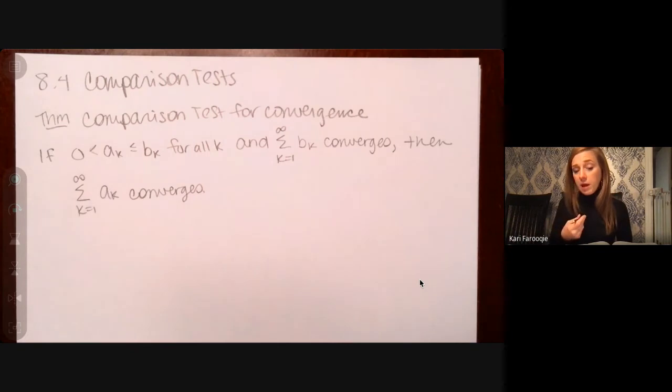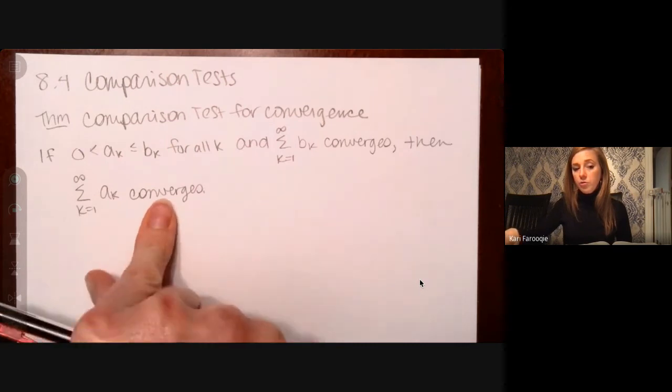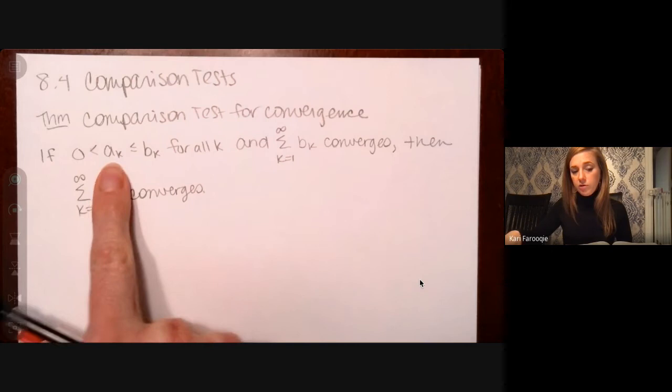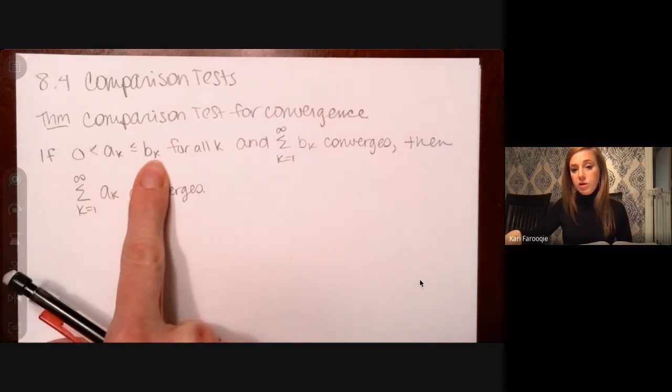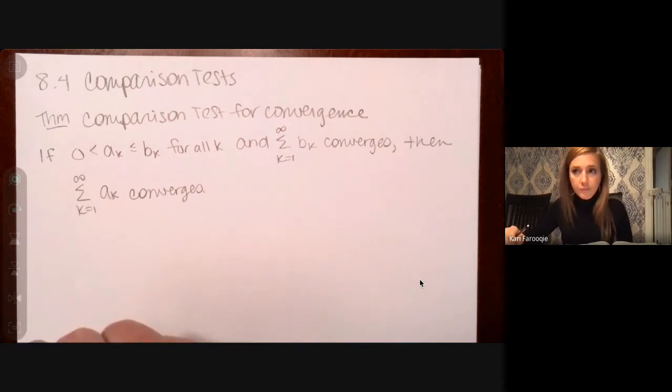If I suspect that my series, a sub k, is going to converge, what I want to do is show that my series is less than or equal to another series that I know converges. So that's the whole point of comparison. You're going to compare your series, A sub k, to a series that you know converges. For instance, a geometric series.